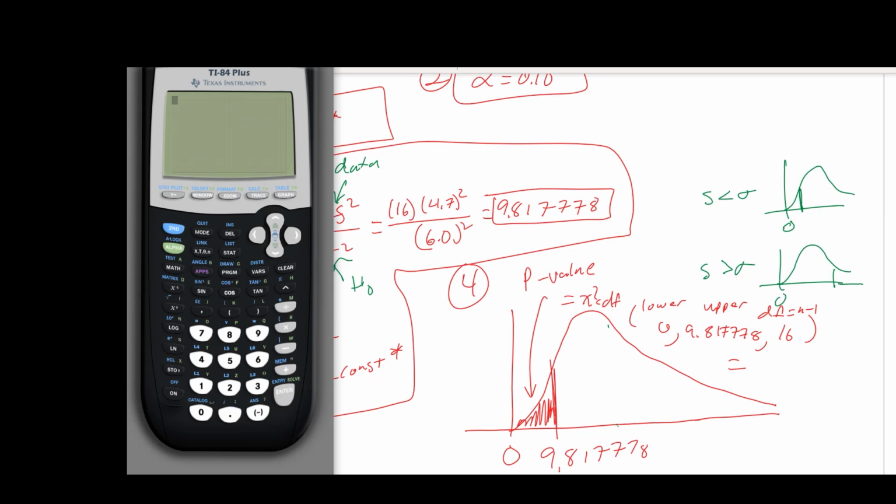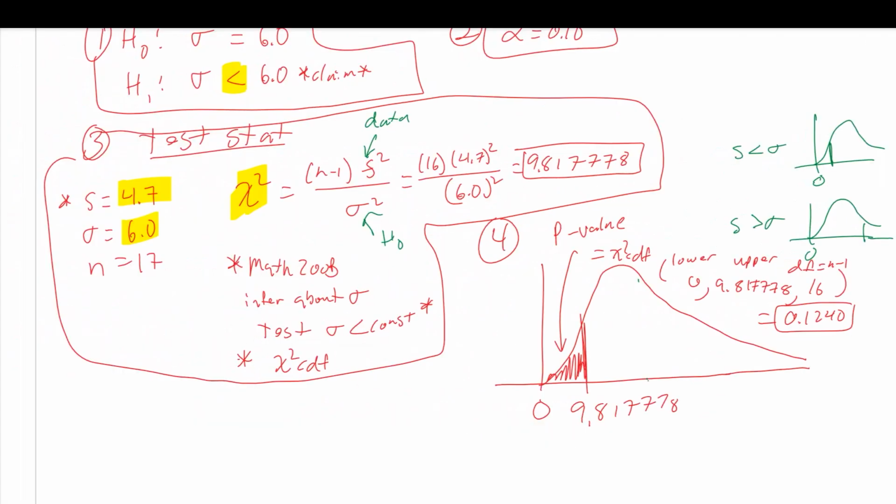All right, we have our home screen cleared out. Let's go to second distributions. It's the vars button. And we're going to look for chi-squared CDF, not PDF. We won't use the cumulative distribution function. So press that. The lower value in this case would be 0. The upper would be 9.8177778. Degrees of freedom, I said, is 17 minus 1, which is 16. Paste, enter. I get 0.1240. That's a complete step 4.